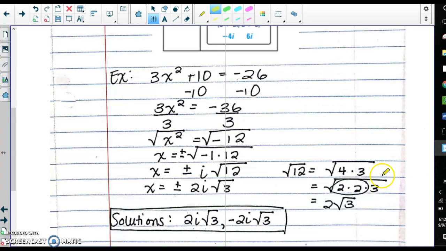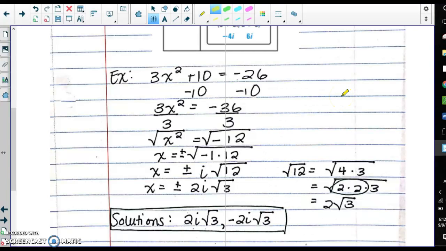So that is simplified to 4 times 3, or 2 times 2 times 3, and it becomes 2 square root of 3. So my answer is now x equals plus or minus 2i square root of 3, 2 coming from the 12. And my solutions are 2i square root of 3 and -2i square root of 3.